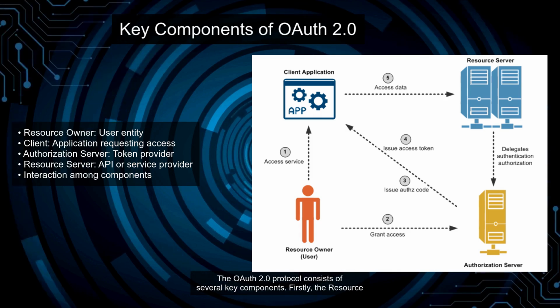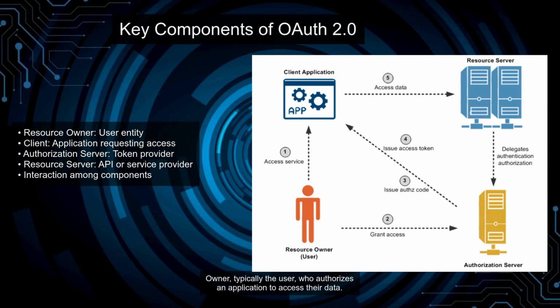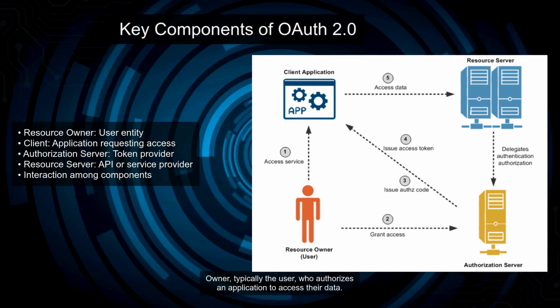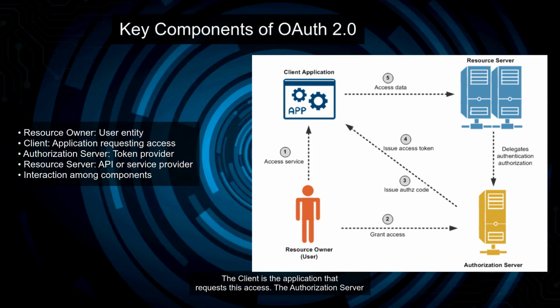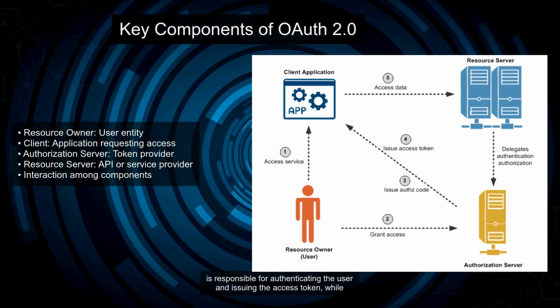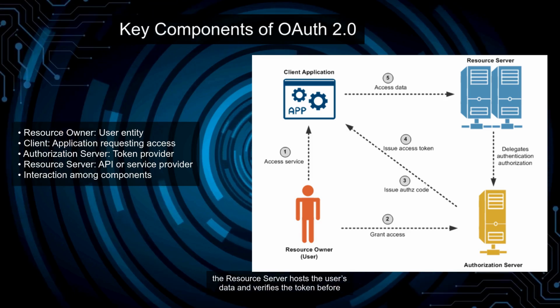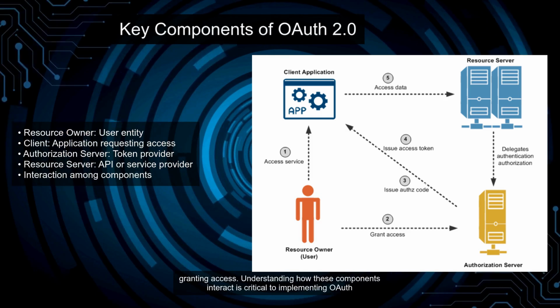The OAuth 2.0 protocol consists of several key components. Firstly, the resource owner, typically the user, who authorizes an application to access their data. The client is the application that requests this access. The authorization server is responsible for authenticating the user and issuing the access token, while the resource server hosts the user's data and verifies the token before granting access.